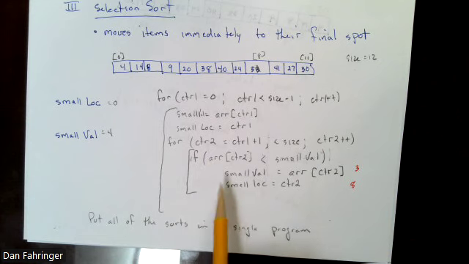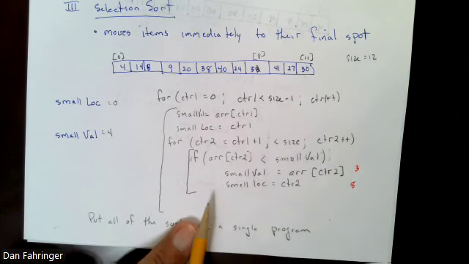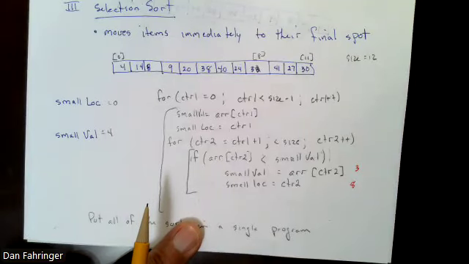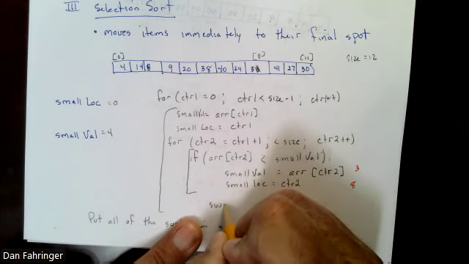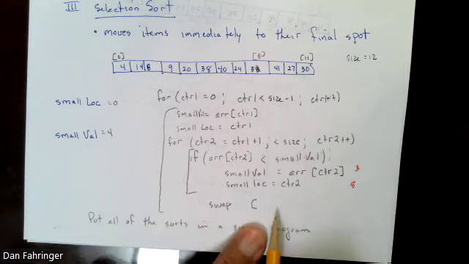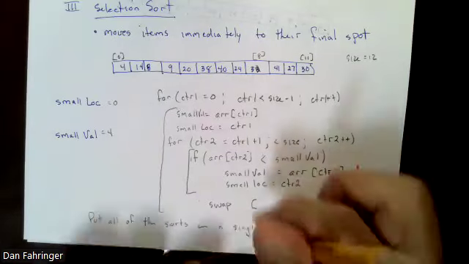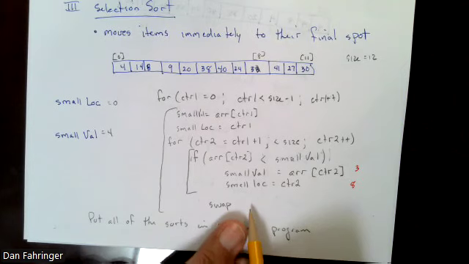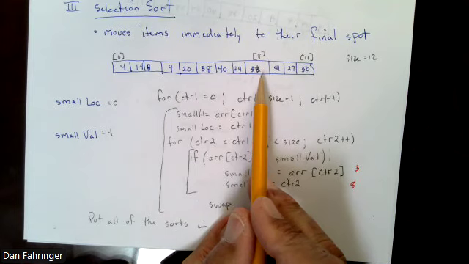I went through and found where the smallest one is. So now I need to swap. What am I swapping? You're swapping the array index of control 2 with the array index of control 1. Let me redo this. We are swapping. I need to get the 3 over here and the 4 over there.